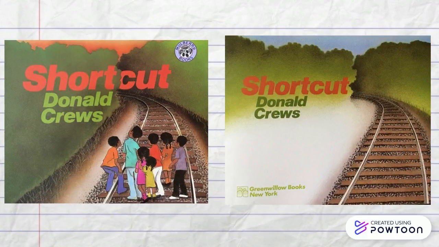Let's get to reading. This is a realistic fiction book. Realistic fiction is about stories that are not true but could happen in real life. The name of this text is The Shortcut, and the author and illustrator is Donald Crews. He wrote the words and drew the pictures.